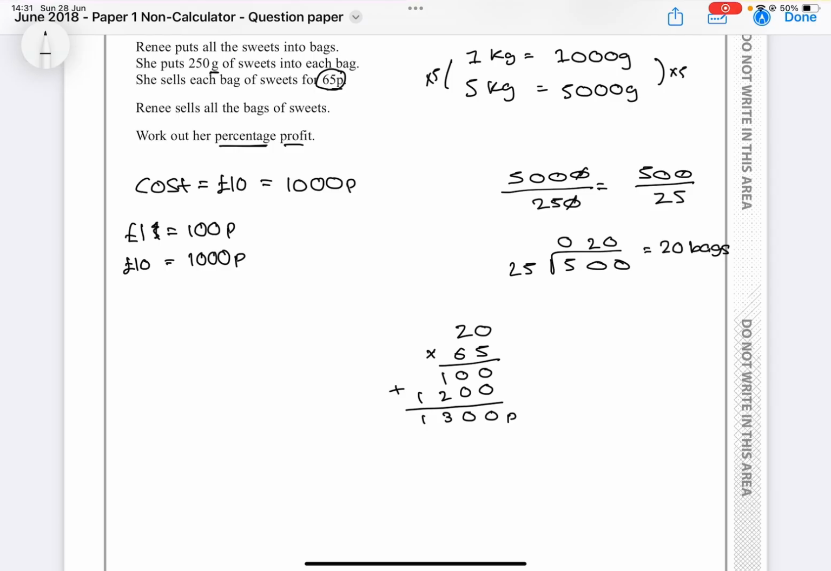So I'm going to write this out all over here. So cost is 1,000 pence. Her revenue, how much she makes, is 1,300 pence. And her profit, therefore, will just be revenue minus cost, which is just 300 pence. Now, we want her percentage profit. So her percentage profit is her profit over her cost times 100, okay?